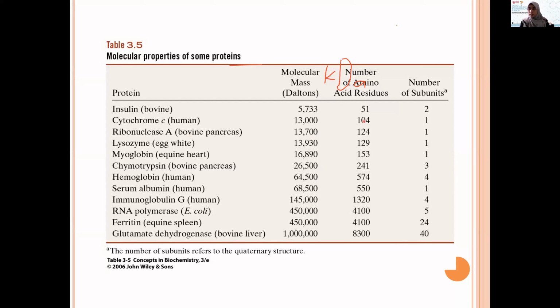Ribonuclease A, also known as bovine pancreas, has a size of 13.7 kilodalton. The difference is only 20 amino acids, but it contributes to 700 daltons. Okay, but it is small. I mean, only one subunit.